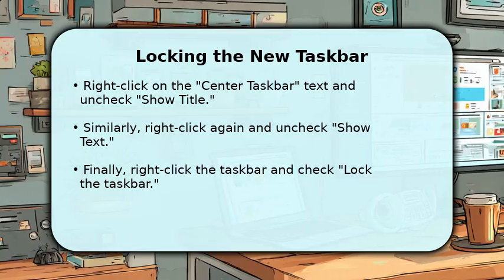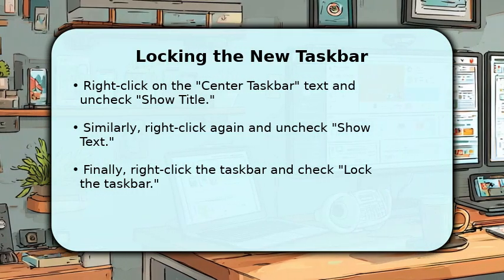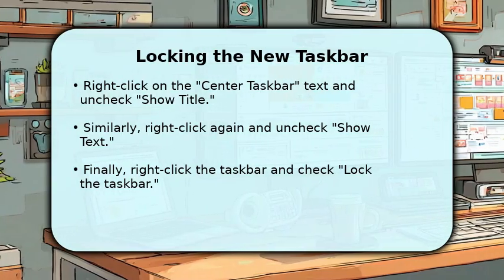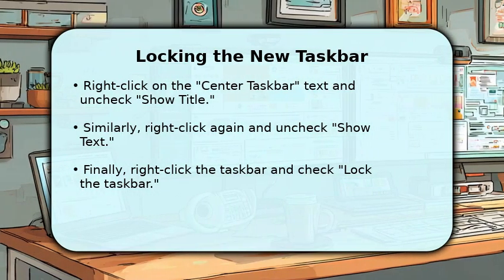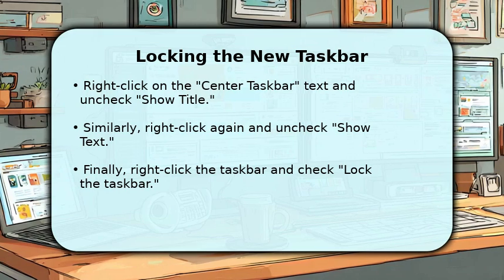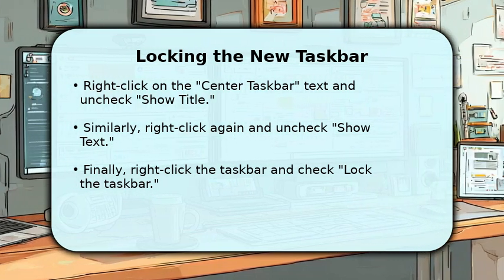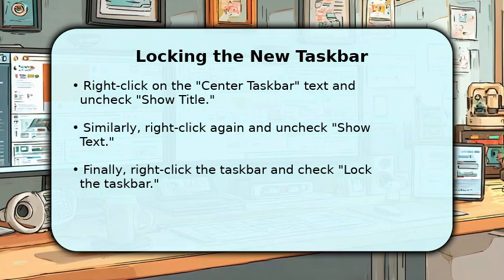To finalize the sleek, centered look, we need to hide the toolbar's text. Right-click on the Center Taskbar text on your taskbar. Uncheck Show Title and also uncheck Show Text from the context menu. This makes the custom toolbar invisible, leaving only your perfectly centered icons.